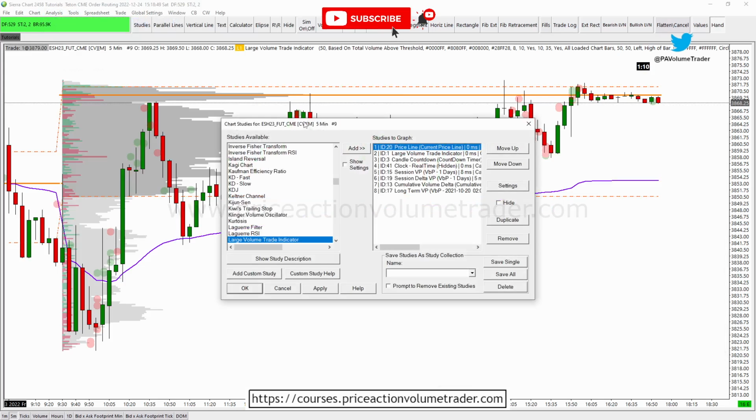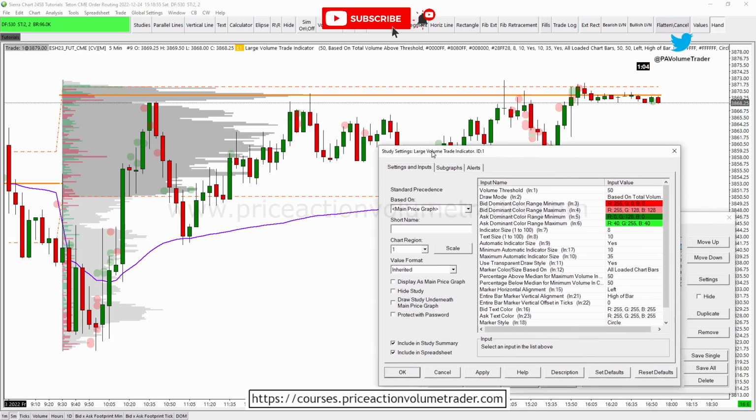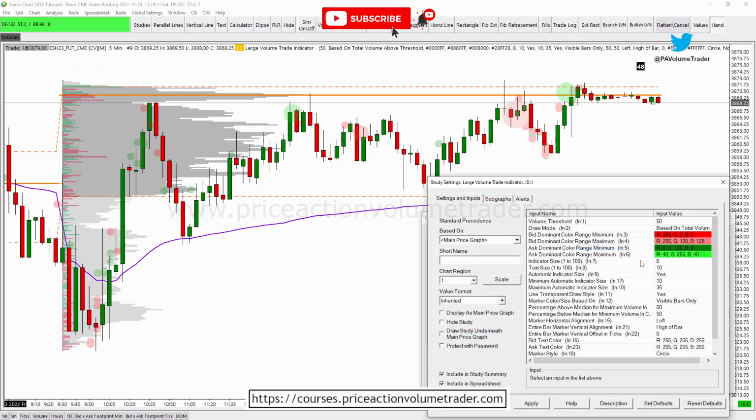So let's go back to studies. Let's go back into the settings. So what I like to do here under marker color size based on, I like to just put visible bars only, apply, and now you can see the circles vary in size, and if I want it even larger, I can make the maximum size 50.